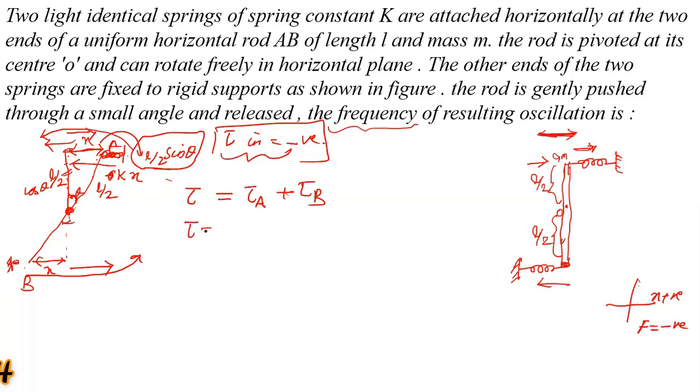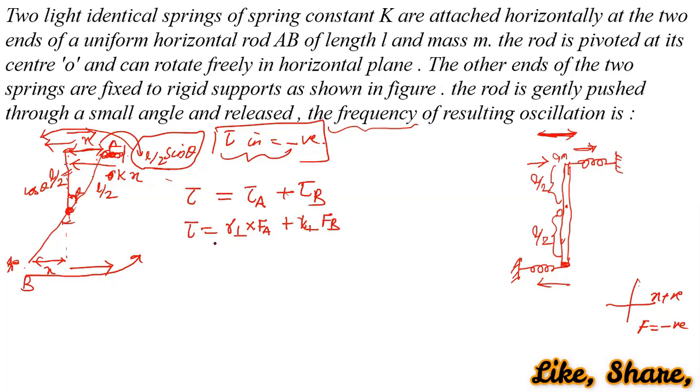Torque can be written as torque A plus torque B, that is, r perpendicular into force A plus r perpendicular into force B. We know that, right? The radius should be perpendicular. If it is parallel, there is no possibility of torque. So what is that perpendicular distance?